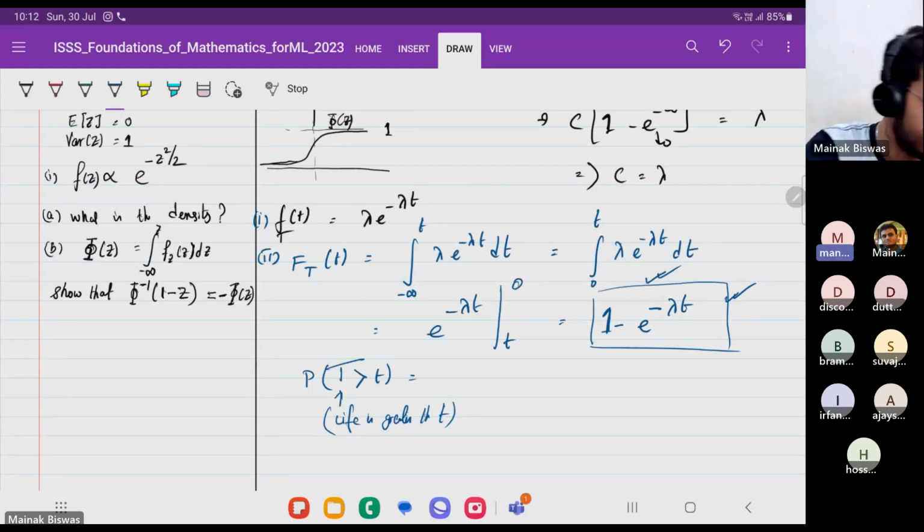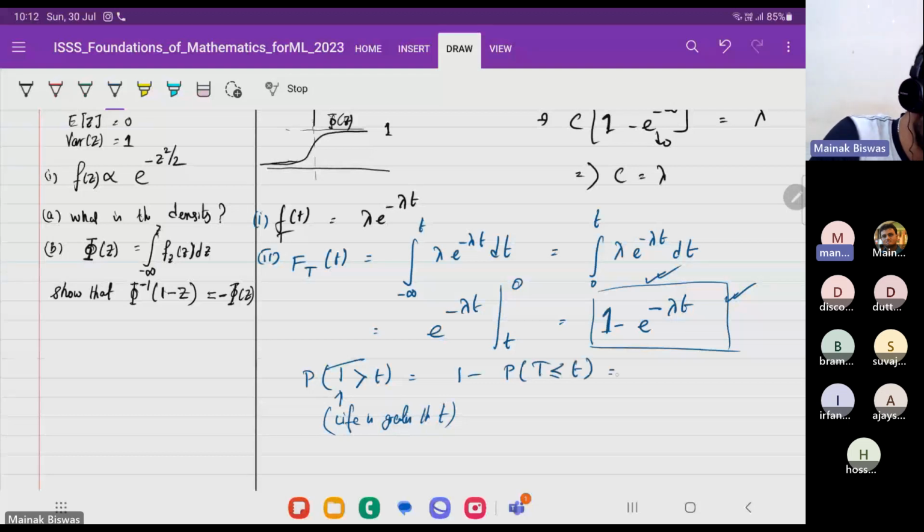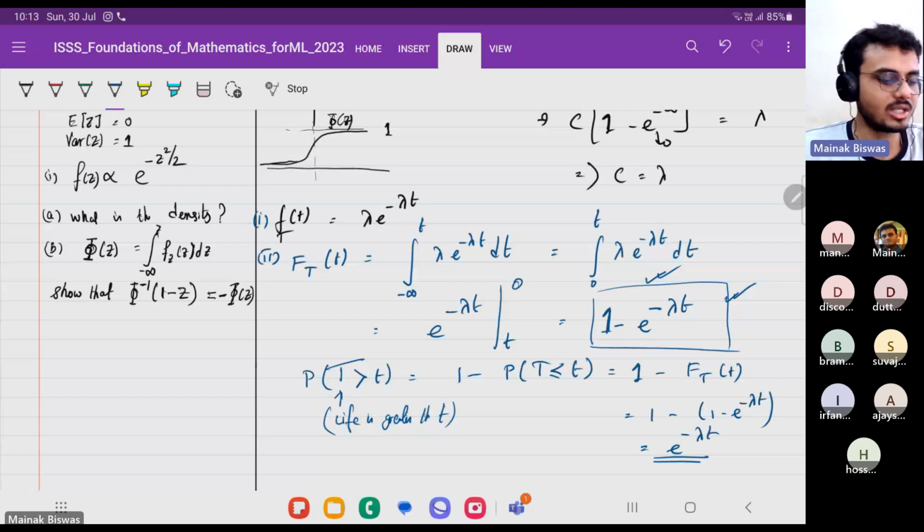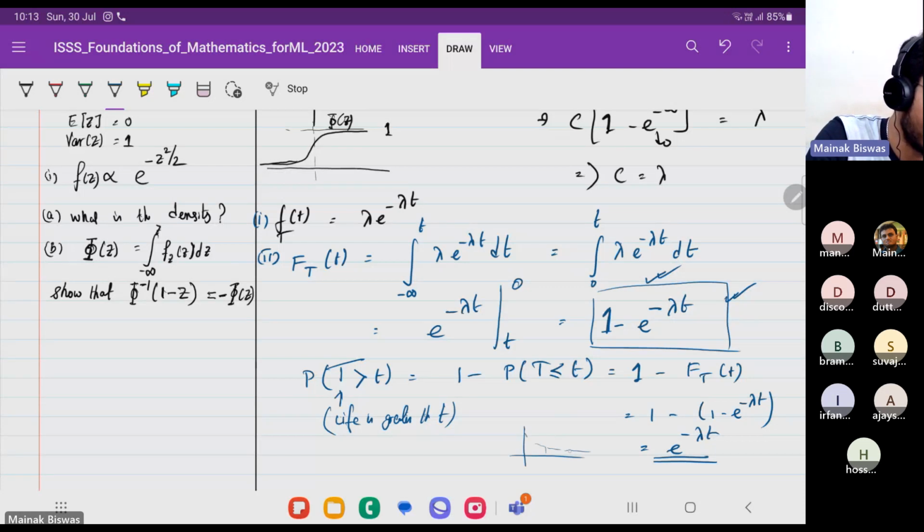You can write this as 1 minus the probability of T less than or equal to small t. Very good. And so 1 minus the CDF of T. Very good. So 1 minus (1 minus e to the power minus lambda t), which is equal to e to the power minus lambda t. Now you see the relationship between the physics and the distribution. The probability of your life was decaying like this, so surviving would decay exponentially, right?